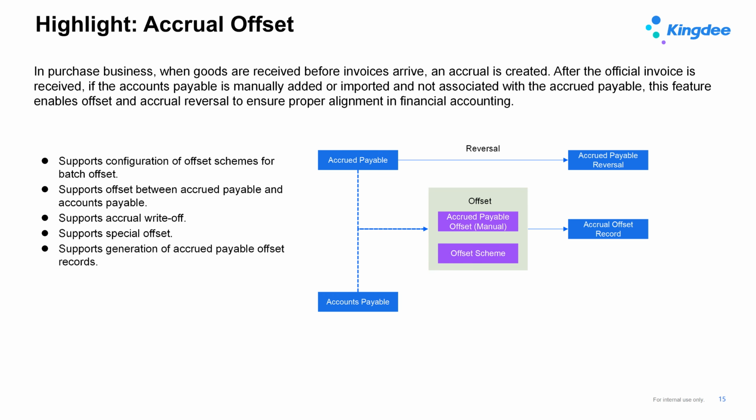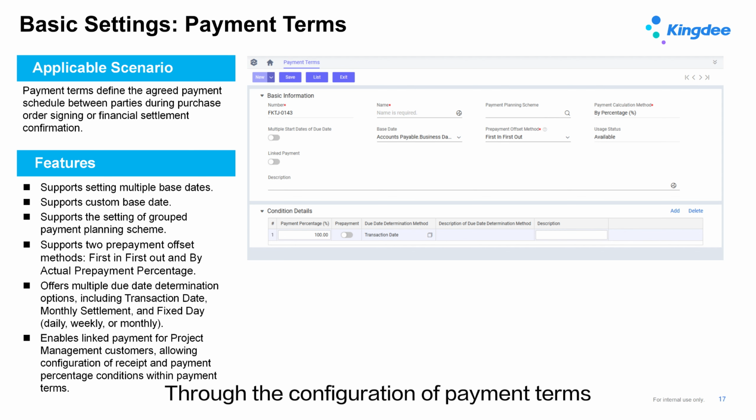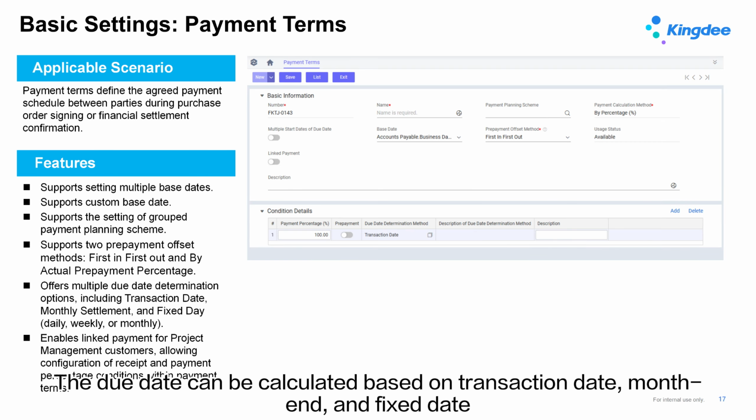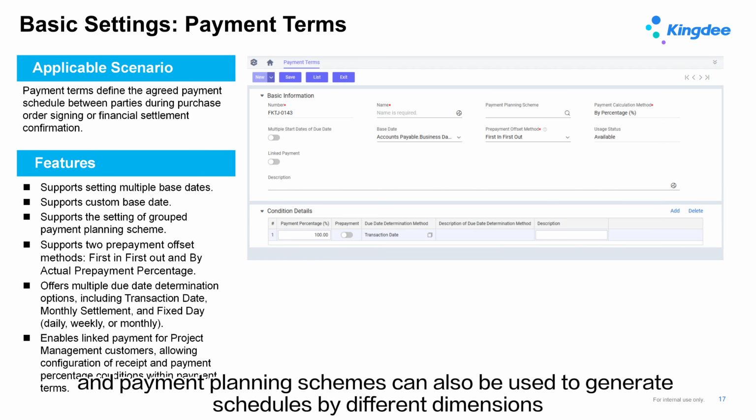When a purchase transaction occurs, both parties usually agree on a payment schedule. Through the configuration of payment terms, the system automatically generates payment schedules on the accounts payable document. The due date can be calculated based on transaction date, month end, and fixed date, and payment planning schemes can also be used to generate schedules by different dimensions.